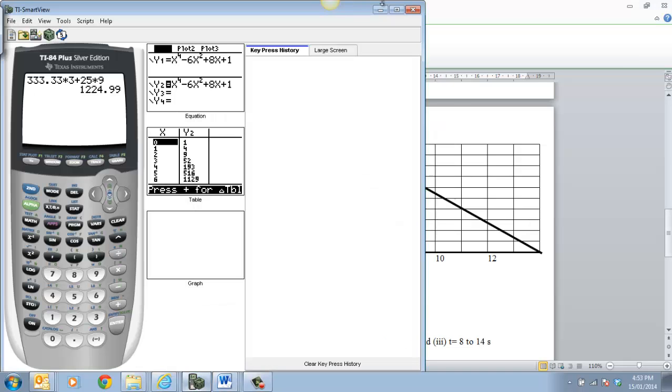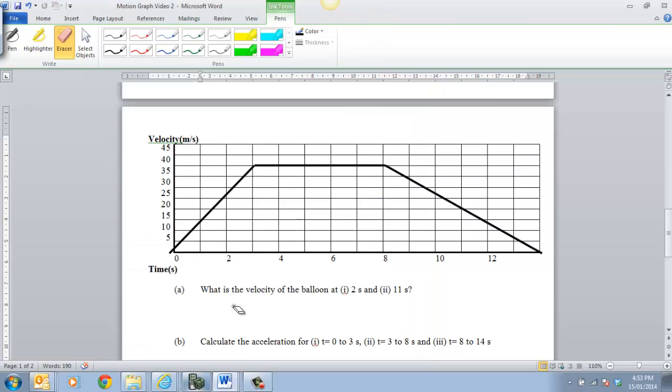Now, if we're doing this question here, we'll work in blue again. What is the velocity of the balloon at t equals 2 seconds and 11 seconds? Well, you just read it off the graph. At 2 seconds, you'd say it's 5, 10, 15, 20, 25. It's probably about 27, so that one there is about 27 metres per second. At 11 seconds, which is there, works out to be 20 metres per second.